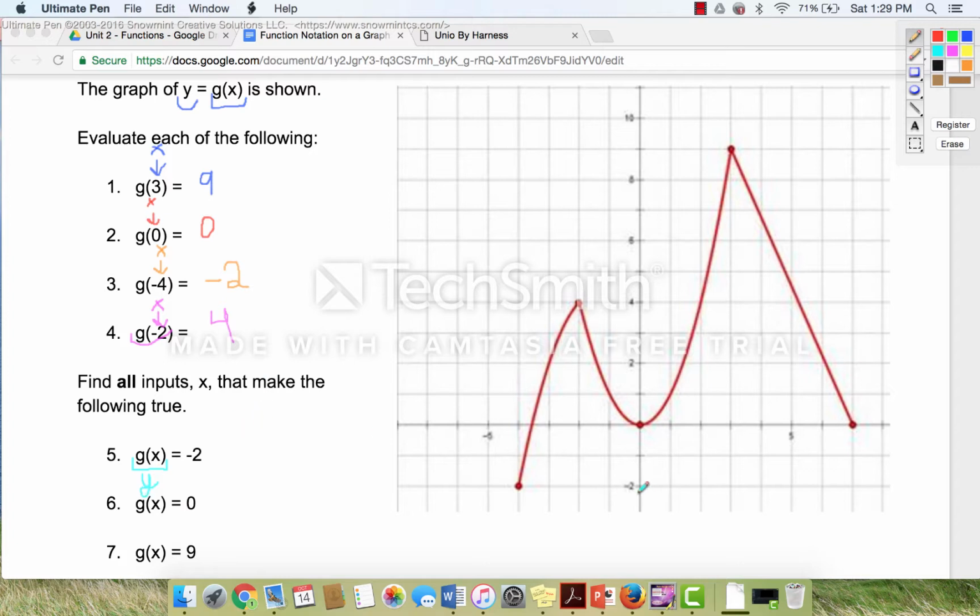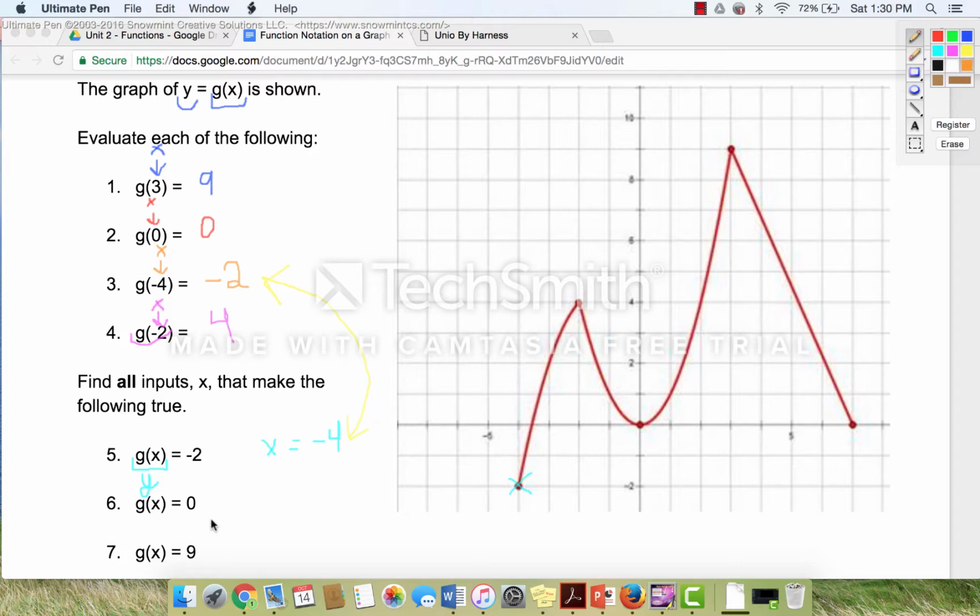Well, where does that happen? I'm going to go to my y value of -2, kind of visually scroll across. This would work, and that's it. So in order for y to equal -2, I know that my x value is -4. And if you notice, this actually corresponds to what we did up here. So g of -4 equals -2. Well, it's the same thing.